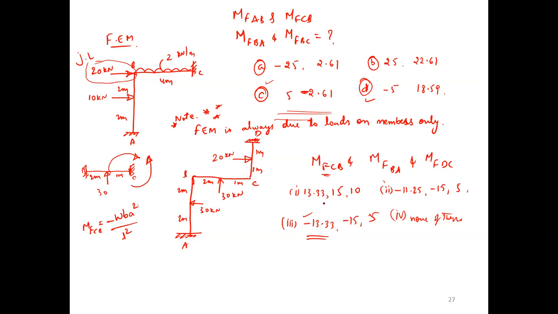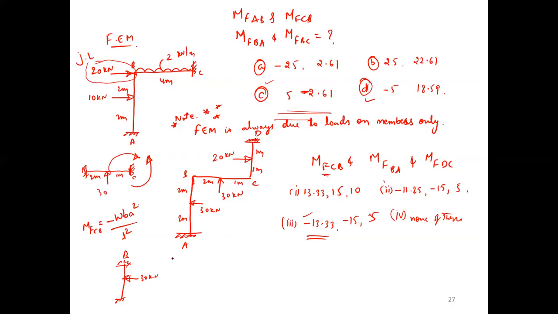Yes. Now BA. This is BA, here fixed D, and here I am applying the load of 30 kilonewton. I am asking BA, not AB. Towards BA, how is it rotating? BA towards B, how is it rotating? Clockwise. What is the resistance? Anti-clockwise. That's all. Negative.